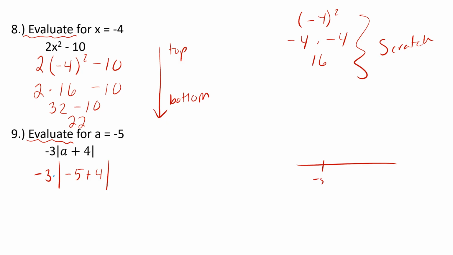And so we've got -5, and we're going to add 4: 1, 2, 3, 4, and that is going to put us at -1. So we have -3 times the absolute value of -1. Absolute value of -1 requires that we remember what absolute value is. Absolute value is the distance from 0 on the number line, and -1 is a distance of 1 unit from 0. So the absolute value of -1 is 1, and -3 times 1 is -3.